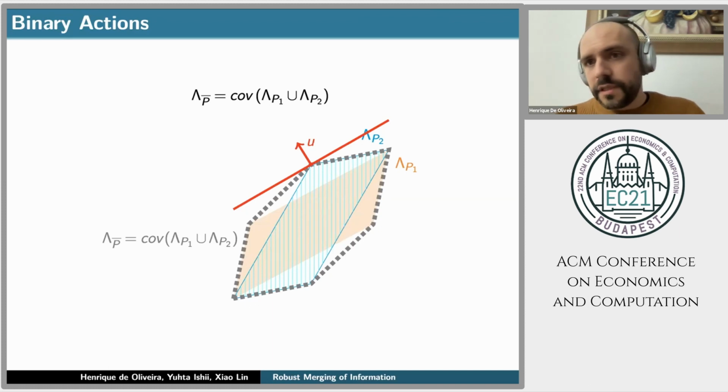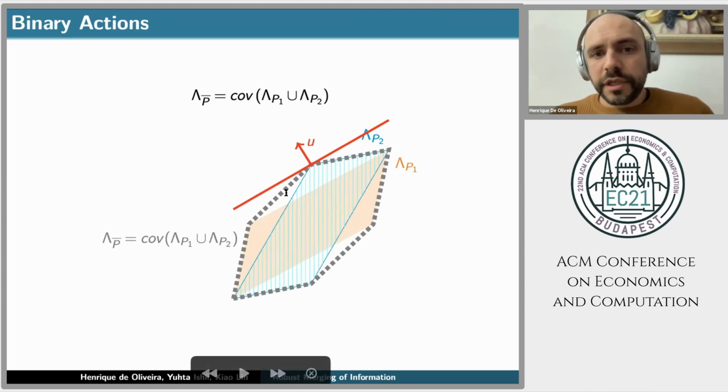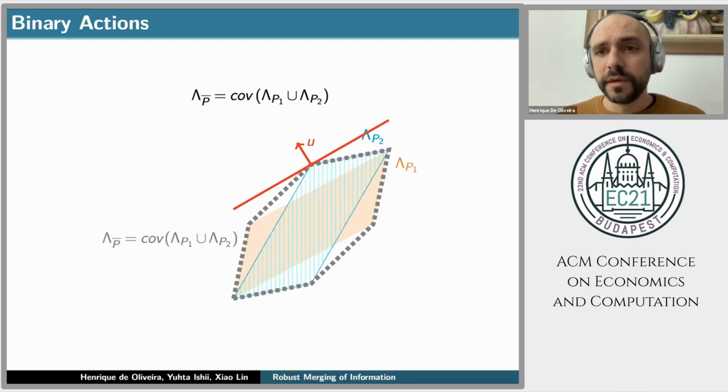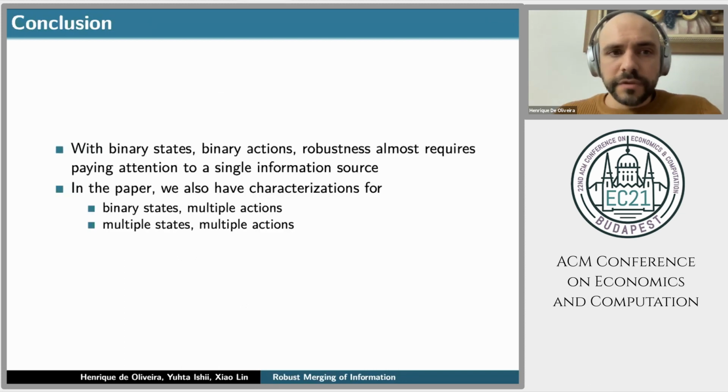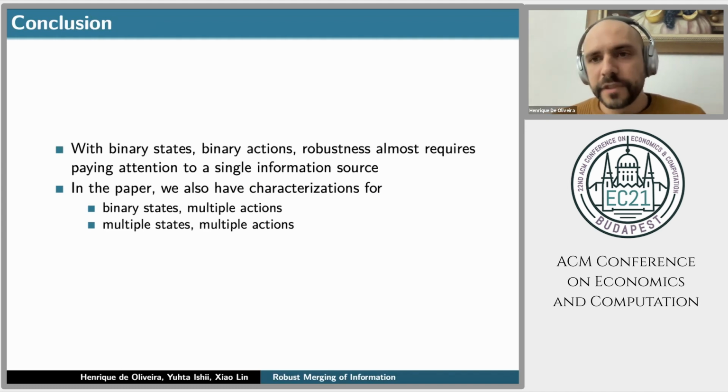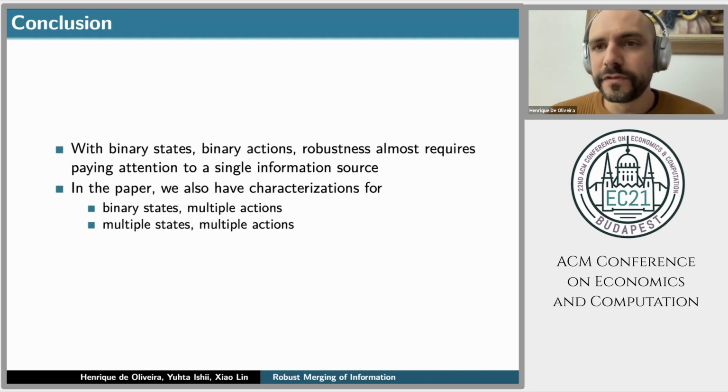So this tells us you can always do this, whether it will be P1 or P2 will depend on the utility function, but the important message is that there always is at least one experiment that will do just as well as having the entire collection of experiments. So that proves the result. In the paper, we also have some characterization for binary states and multiple actions, and for multiple states and multiple actions. So if you're interested in that, you should check it out.